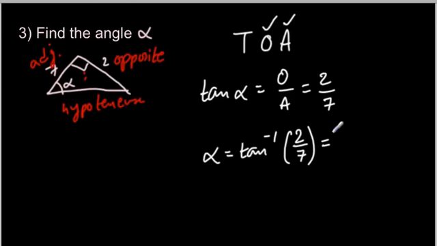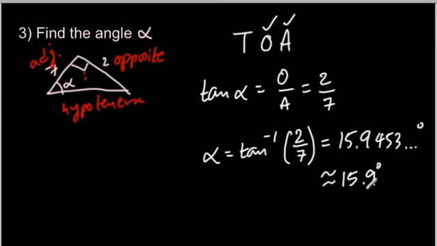If I plug that into my calculator, which I'm doing right now, make sure that you use degree mode. So if I plug in tan inverse of 2 over 7, right now I get 15.9. Normally it would be 15.9453..., but we just wanted 3 significant figures, and this is in degrees. So this is 15.9 degrees. Okay, so that is the value for alpha, and that's the angle.